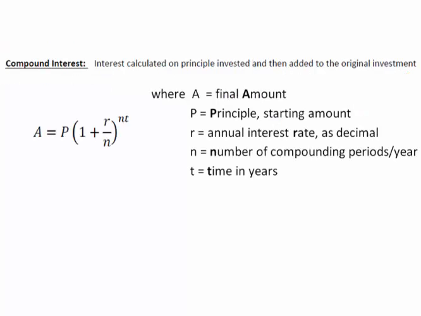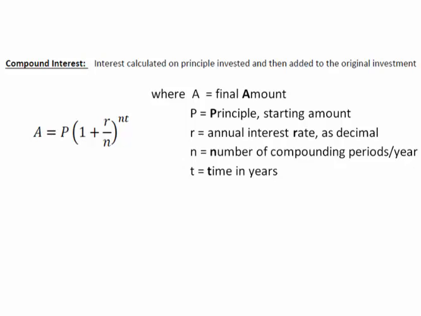Here's the first one, compound interest. And compound interest deals with money, where money is added to your previous money and it keeps building up. Compound interest is calculated on the principal, and then it is added to the investment, so it builds up over time. And compound interest is calculated this way.